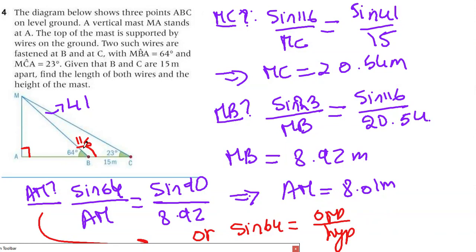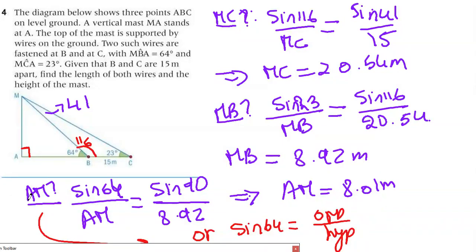So this one will be 116, 180 minus 64. Law of sine will give me sine 116 over MC is equal to sine 41 over 15. I took this angle over 15 because I cannot use sine 23. With 23, I don't have the opposite side. And how do we find the 41? It's 180 minus 116 minus 23.